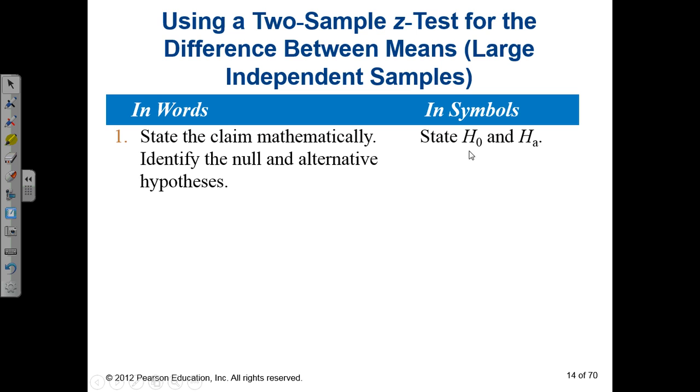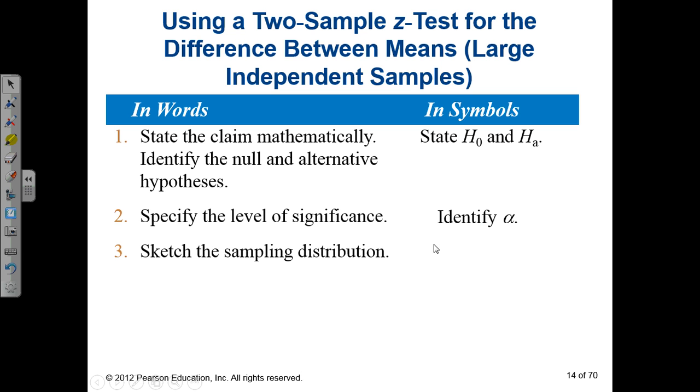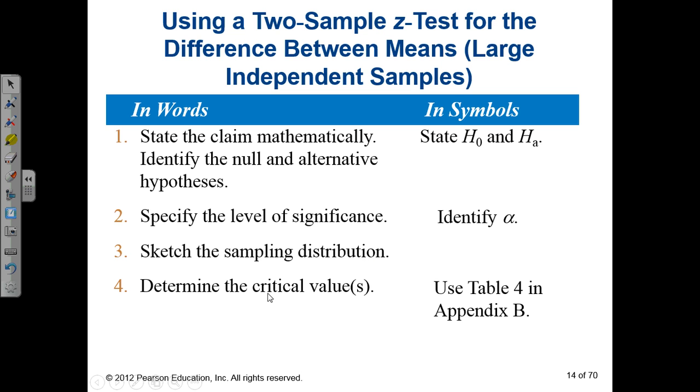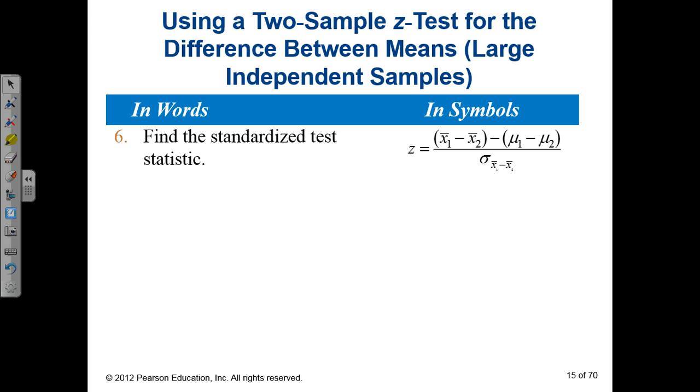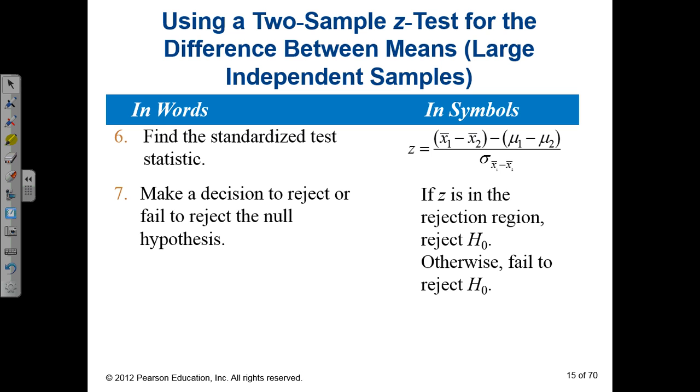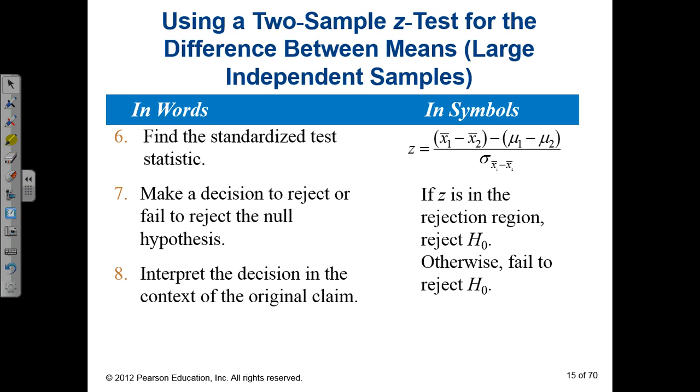So in words, the first thing we want to do is state the hypotheses. Then we identify the significance level, which will be given in the problem. Then sketch the sampling distribution, in other words, sketch the normal distribution, the bell curve. Determine the critical values, and you determine them from table 4, which is the standard normal table in the appendix. Determine the rejection regions. Find the standardized test statistic. Compare that to the rejection region, and if the standardized test statistic is inside the rejection region, then we reject the null hypothesis. Otherwise, we fail to reject the null hypothesis.